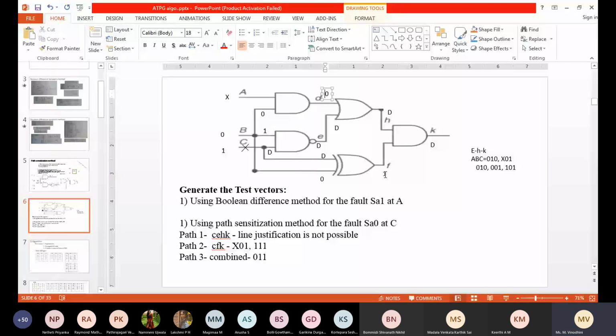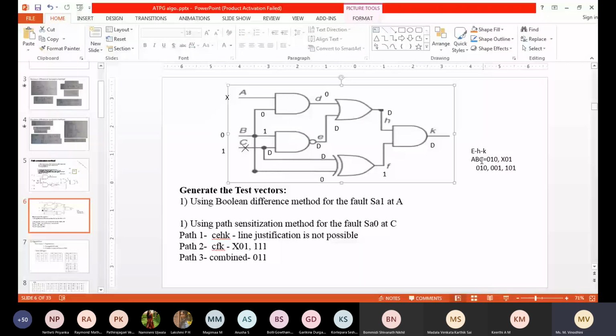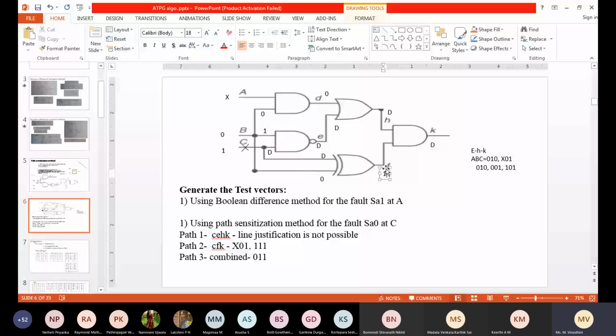When I do the line justification, here I should get 1. If I should get 1, and already one of the inputs is D, can I get 1 here if one of the inputs in the XOR gate is D? If I can get it, then what should be my B? B is 1, ma'am.